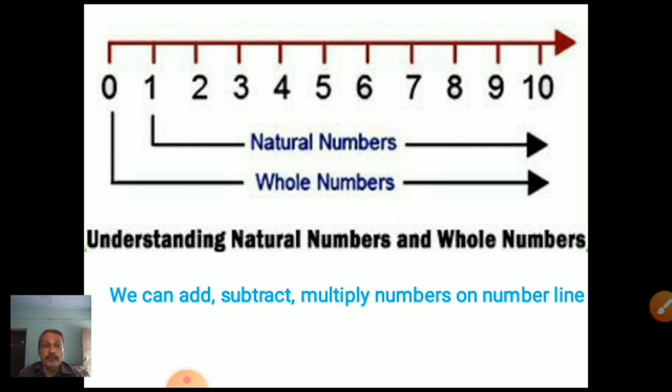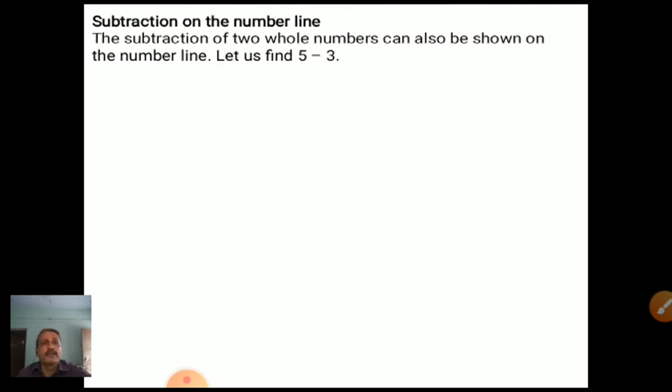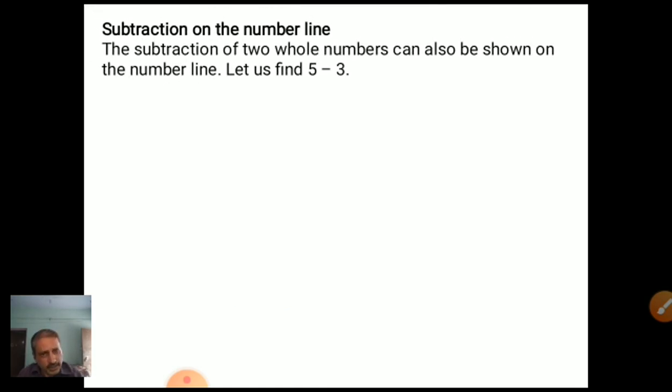We can add, subtract, and multiply numbers on number lines. How? See how we can do this on the number line. First, addition we already did. Now subtraction on the number line. The subtraction of two whole numbers can also be shown on the number line. Let us find 5 minus 3.